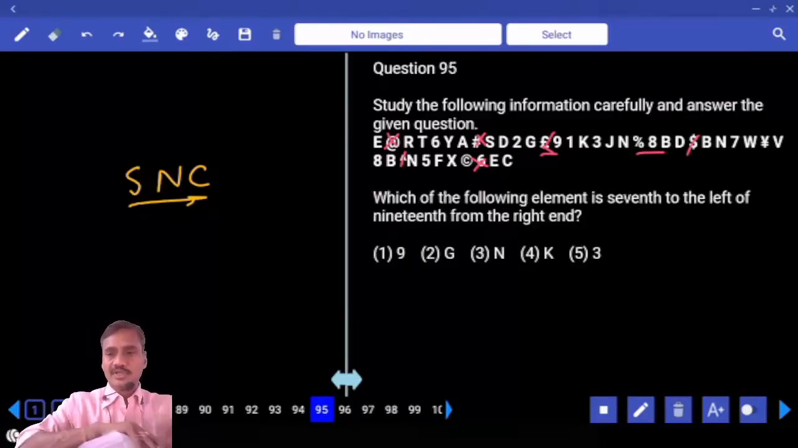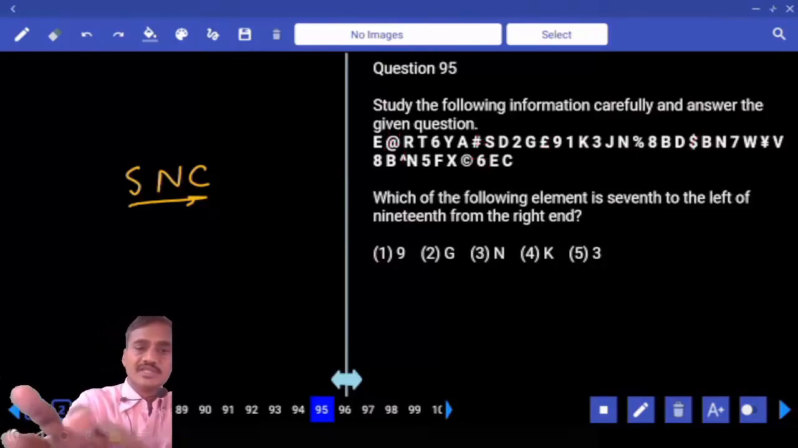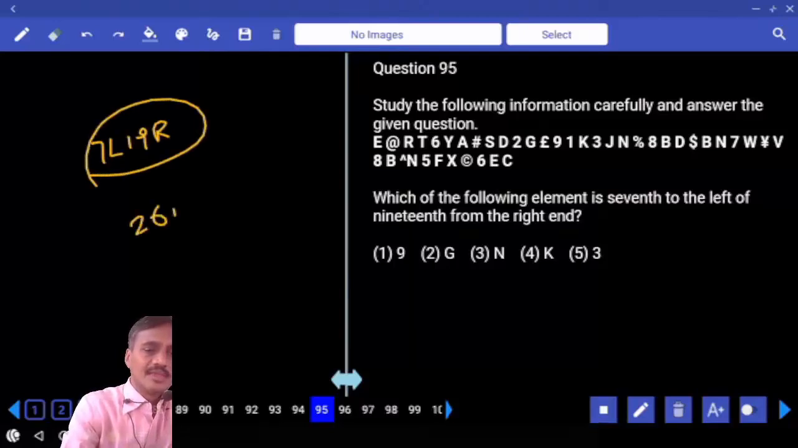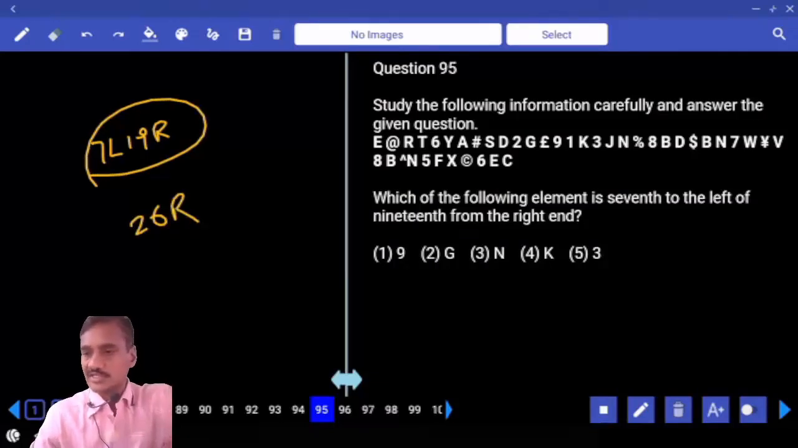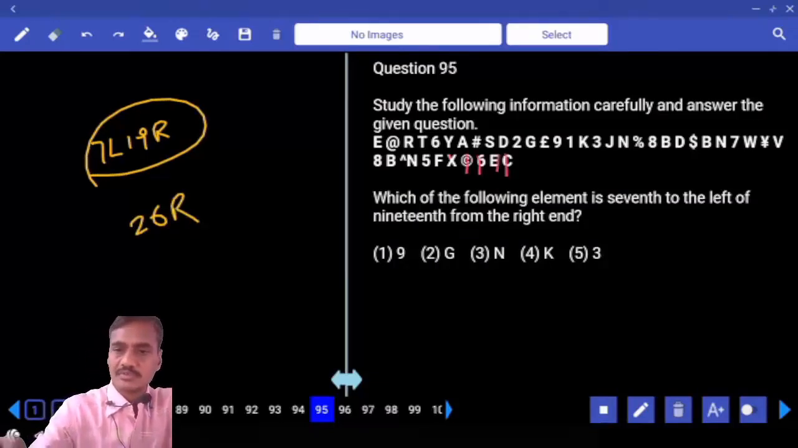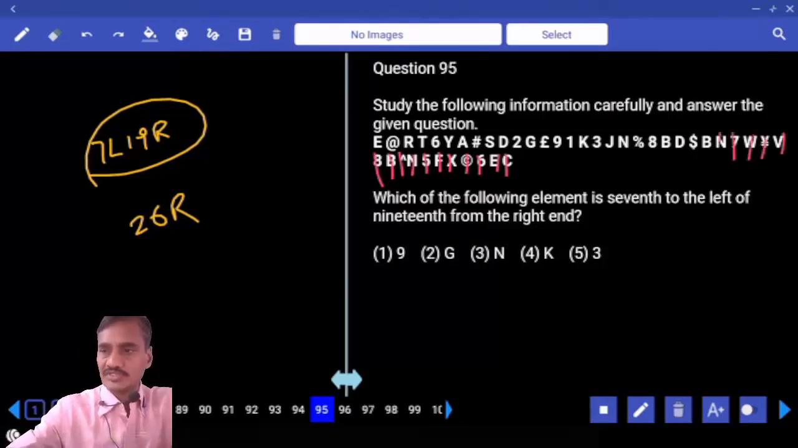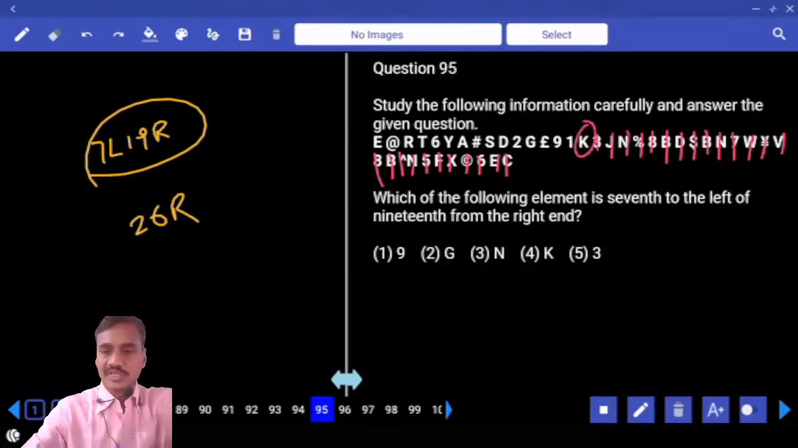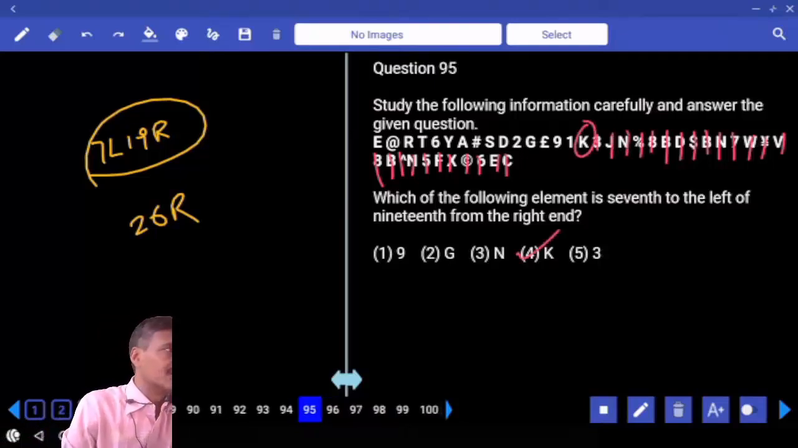Then 95, which of the following elements is 7th to the left of 19th from the right hand? Now 7th from the left of 19th from the right. 7th left to 19th right is nothing but 26 from the right hand. 26 from the right hand చెప్పండి ఏమొస్తుంది? 12, 13, 14, 15, 16, 17, 18, 19, 20, 21, 22, 23, 24, 25, 26. 26 from the right hand, that is the choice for question number 95.